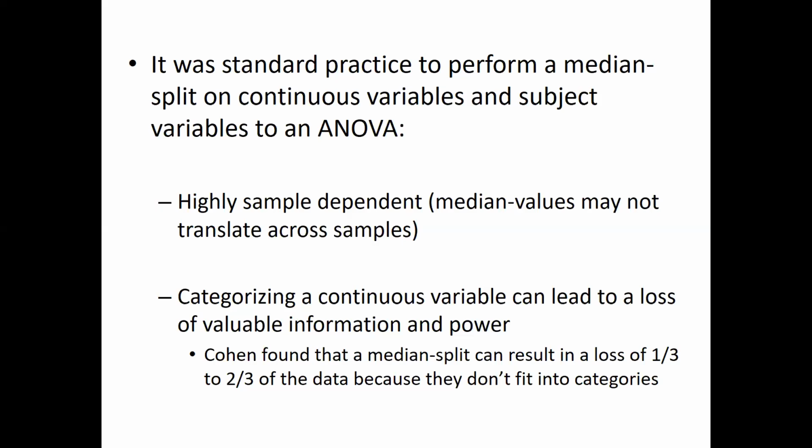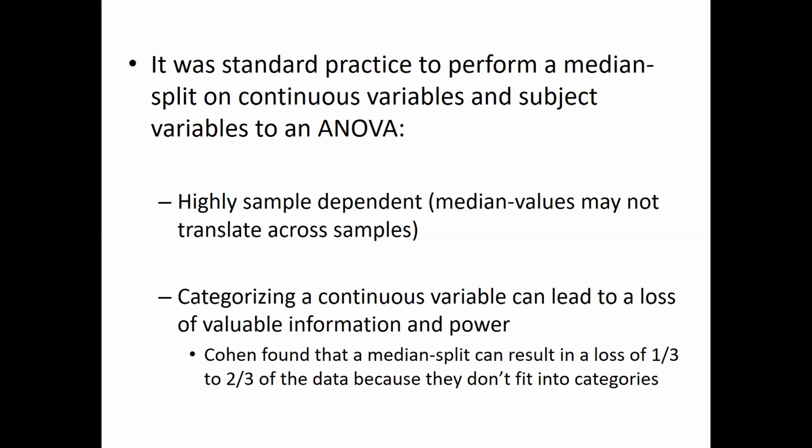I've got an example down here. Cohen, again, one of the godfathers of statistics and power, found that a median split can result in the loss of a third to two-thirds of the data because they don't fit into categories. And when he says don't fit into categories, you have to think about it this way. Let's say you have a 10-point Likert scale. Technically, it should be 11. You should always have odd number values, but we're just going to use 10 points for right now.